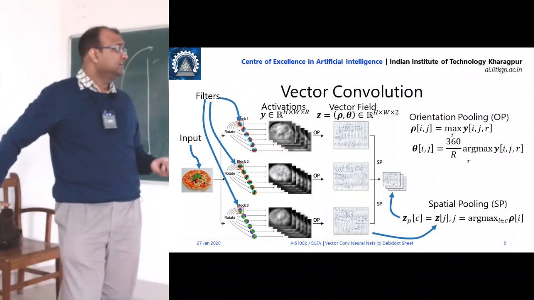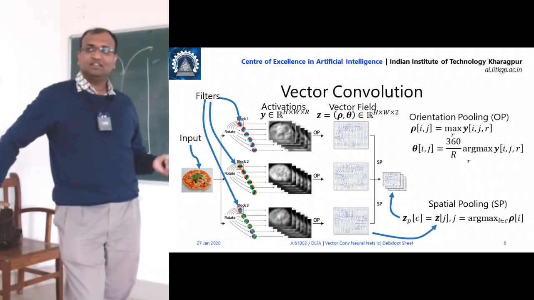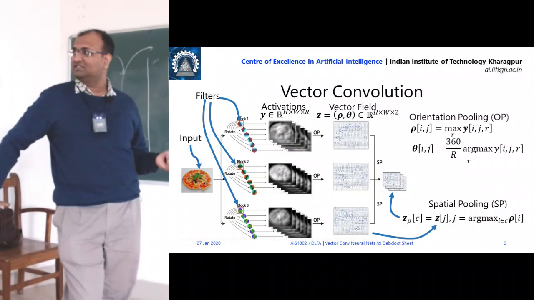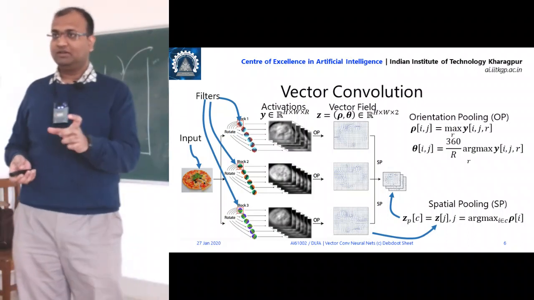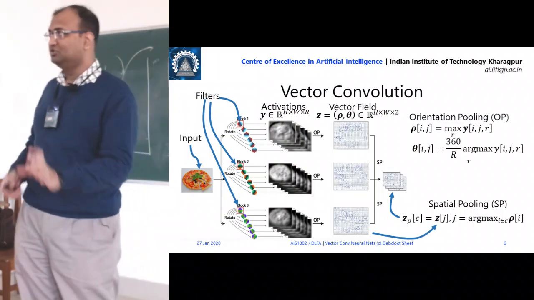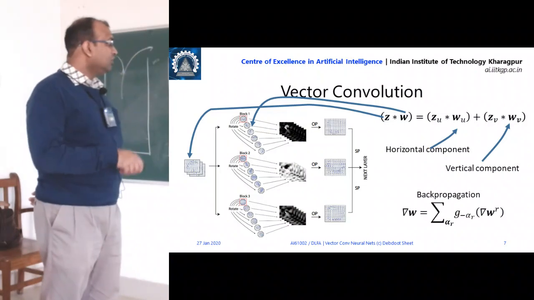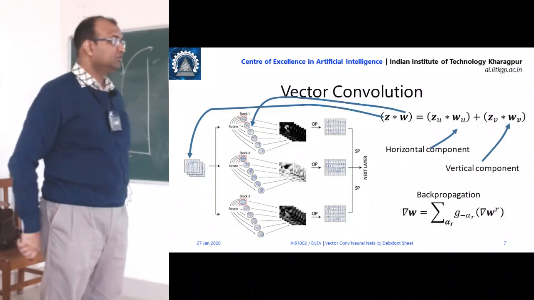Now essentially here you would see that there are 2 different kinds of operators. One is called orientation pooling, which creates this vector field from the set of activations, and the other is spatial pooling, which is the same as the max pooling operation which we have. But then you don't have a standard pooling. You have 2 types of poolings, which you need to remember over here.